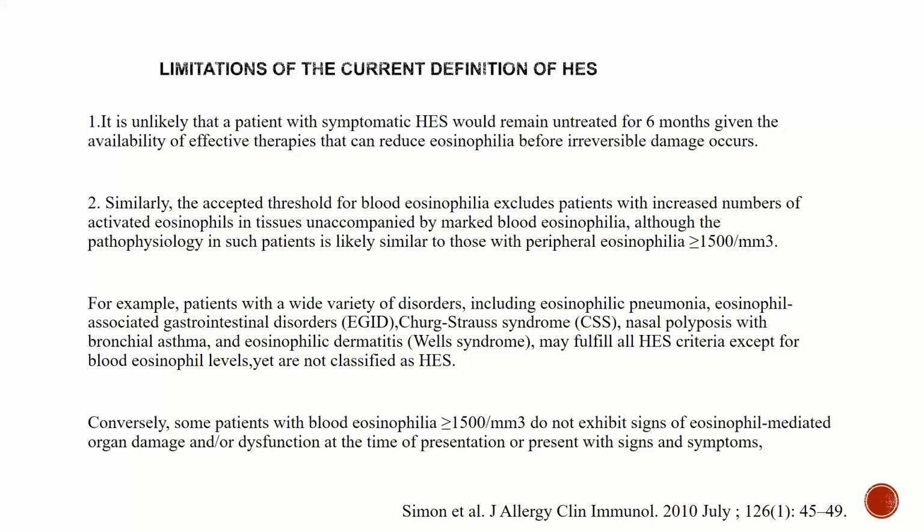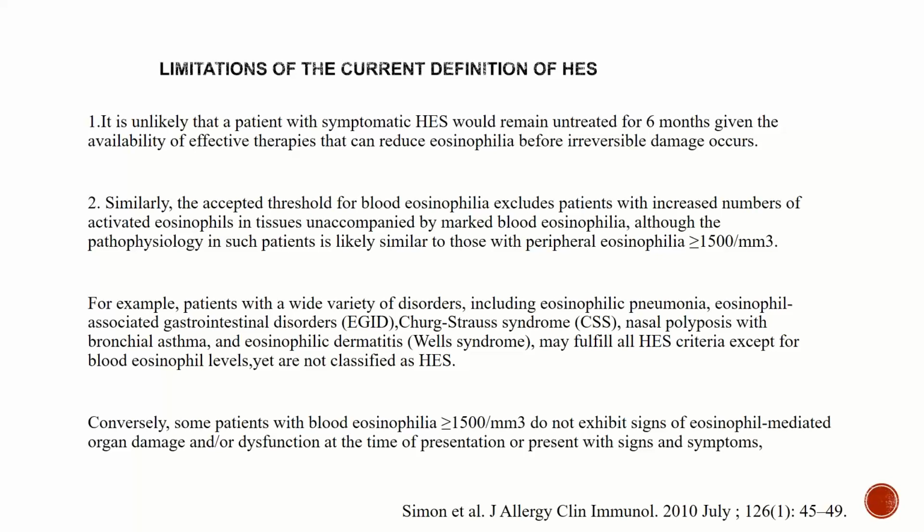So it's unlikely that a patient with symptomatic hypereosinophilic syndrome would remain untreated for 6 months, given the availability of treatment that can reduce eosinophilia before irreversible damage. And then it requires the threshold of 1,500, which is not seen in a lot of patients with hypereosinophilic syndrome. For example, a patient with disorders like eosinophilic pneumonia, eosinophilic associated gastrointestinal disorder, or Churg-Strauss, they may fulfill all the hypereosinophilic syndrome criteria except for the level of 1,500.